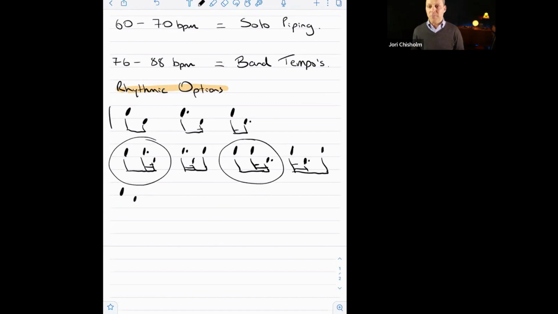Then we get 4-note groupings. So if you imagine you took each one of those eighth notes and split it into a 16th, you'd have 4 sixteenths. But remember, we mentioned that we don't have even sixteenths, we need dots and cuts. So it could be dot, cut, dot, cut. It could be the reverse of that. It could be cut, dot, cut, dot.